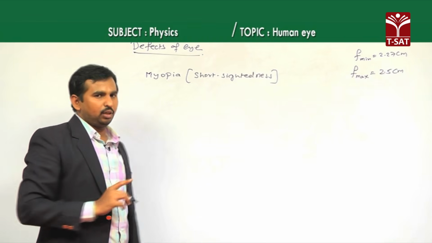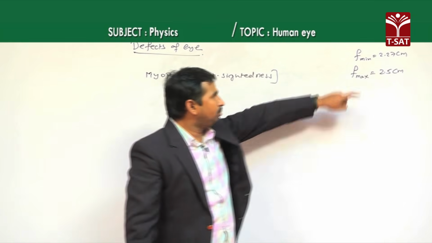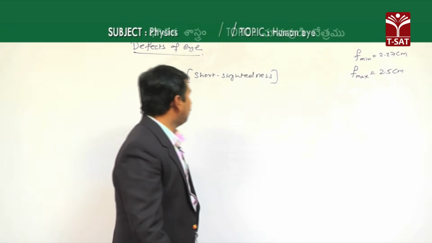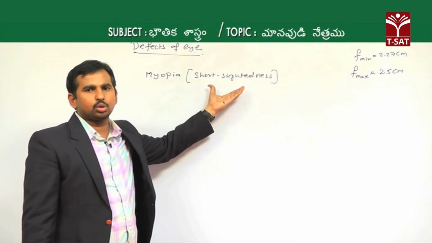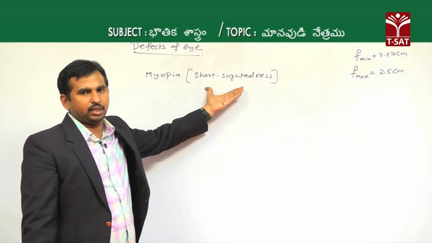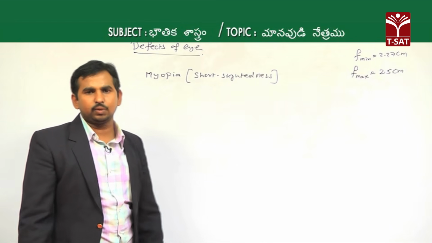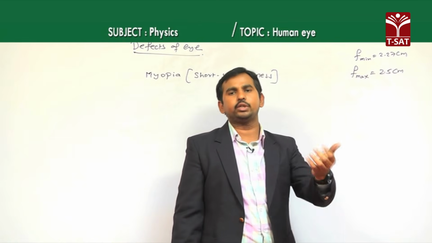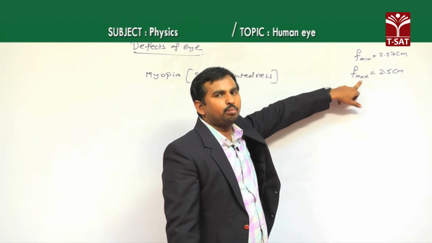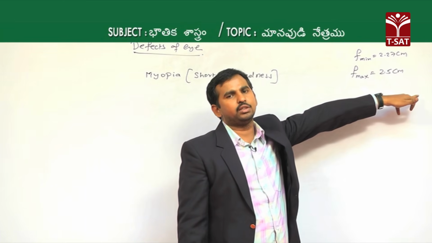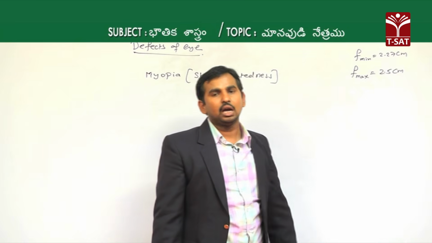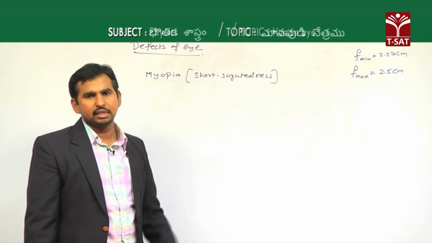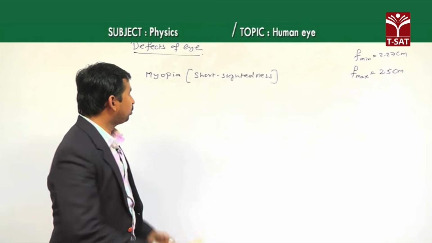Now I said that to see the near distant objects, the minimum focal length required is 2.27 centimeters. Here we can see the near distance very clearly. Short sight means near distant objects we can see very clearly. The problem is with far distant points. If the object is at infinity, at a great distance, the maximum focal length actually required is 2.5 centimeters, but here the eye lens and ciliary muscles are not adjusting the focal length to 2.5 centimeters. That is the problem.